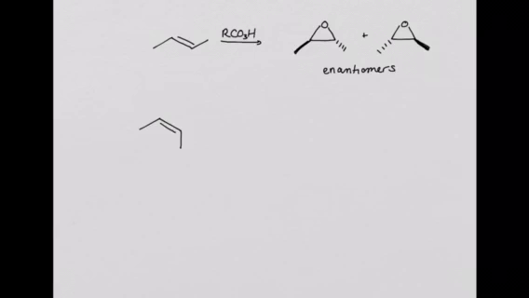If instead we start with the cis alkene, we get the cis epoxide. Because of the symmetry in this molecule, there's a single stereoisomer formed from the cis alkene. Remember that the stereospecificity of this reaction comes from the fact that the mechanism is concerted. This is what is responsible for the fact that we see only syn addition of the epoxide.